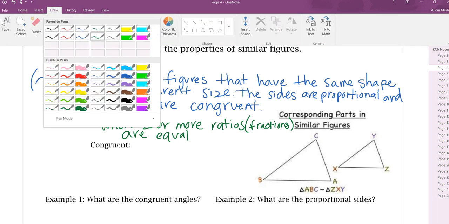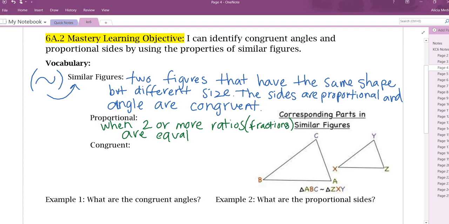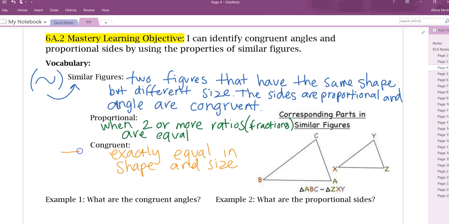So once we can prove that it's the same shape and that the sides are proportional, we can say, okay, these similar figures are congruent. This just means exactly equal in shape and size. So if something is congruent, the congruent symbol notation is an equal sign with this little squiggle line. So if the figures are similar, one's bigger than the other. If they're congruent, then we can say they're exactly the same.